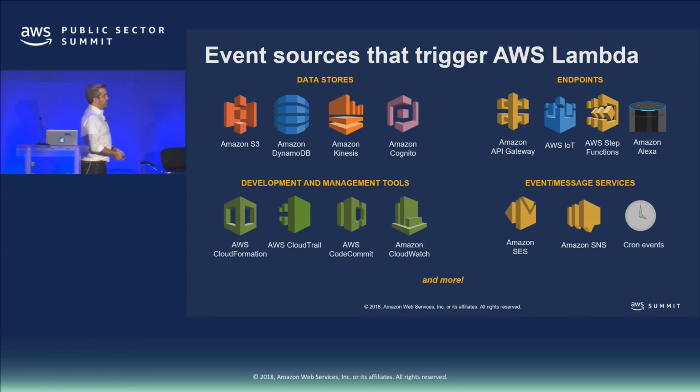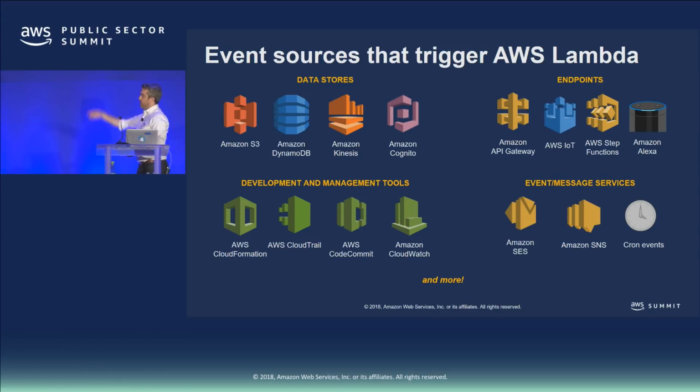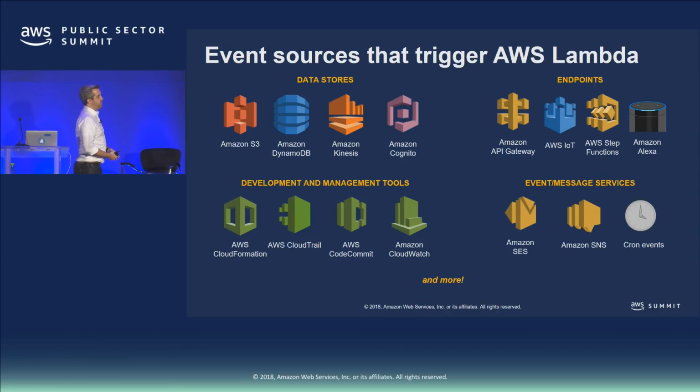So going back to event sources, again, we've got 3 different models today. Across this, there's 30 or so different products that can directly interface with Lambda. We've got various data stores. We've got endpoints. So how many of you have an Alexa-capable device at home? A lot of you. Awesome. There's a very good chance when you ask our good friend Alexa to do something, she's actually executing it via an Alexa skill that is powered by Lambda. And it's a really great way to get started with doing Alexa skills via Lambda at basically no cost. Development and management tools, and then event message services.